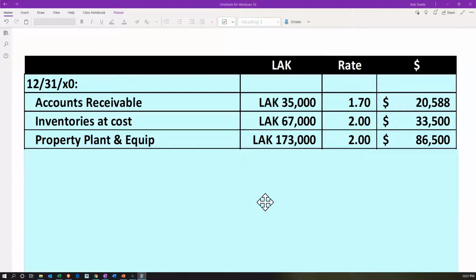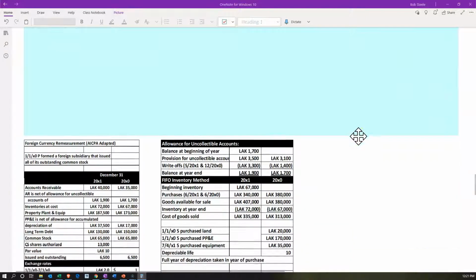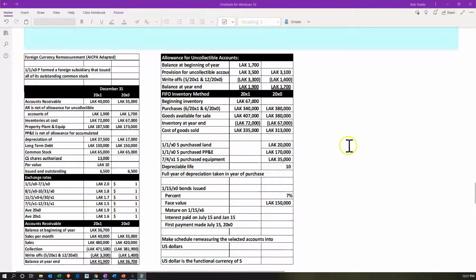We want to take the historical time again. So we're going to have to think about when the property, plant, and equipment was purchased. If we go down, let's see if they give us some information on that. In real life, of course, we would have to drill down to the general ledger and look at the date of when the stuff was purchased.